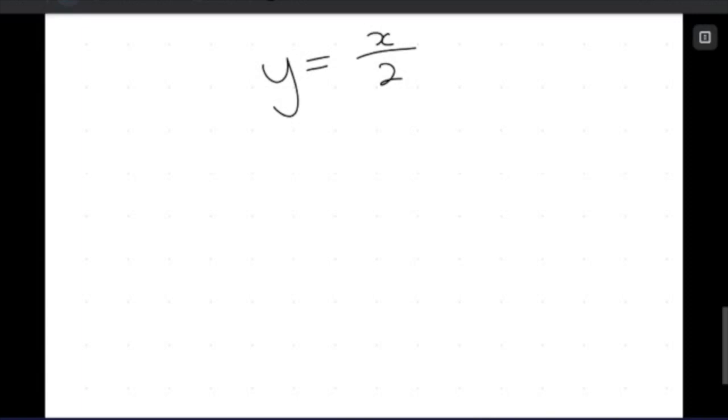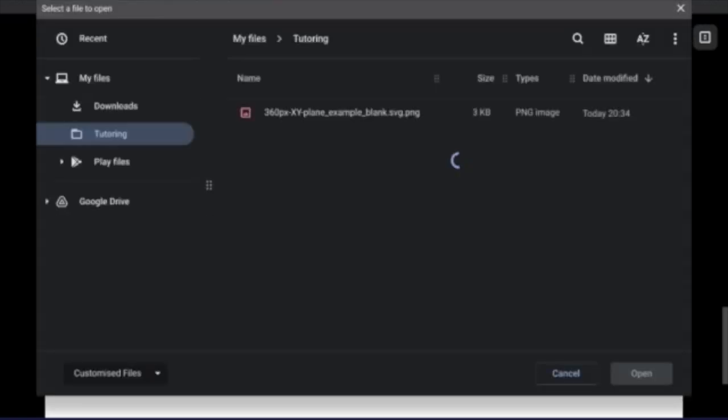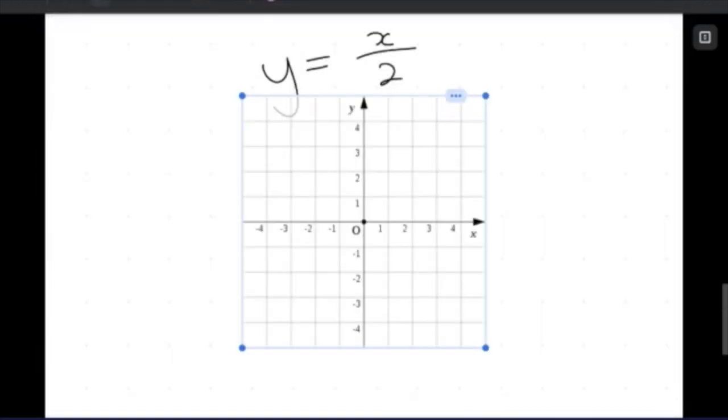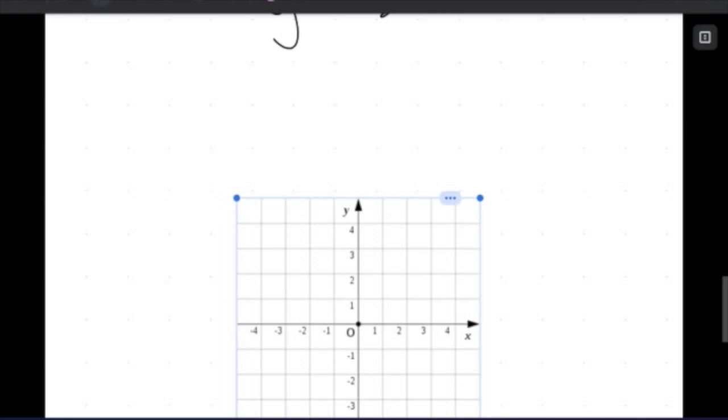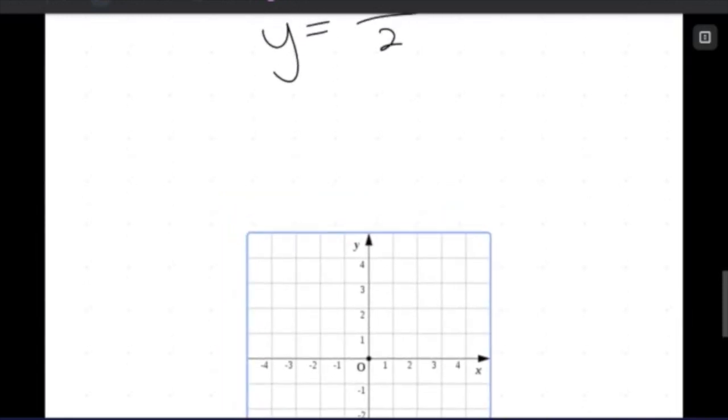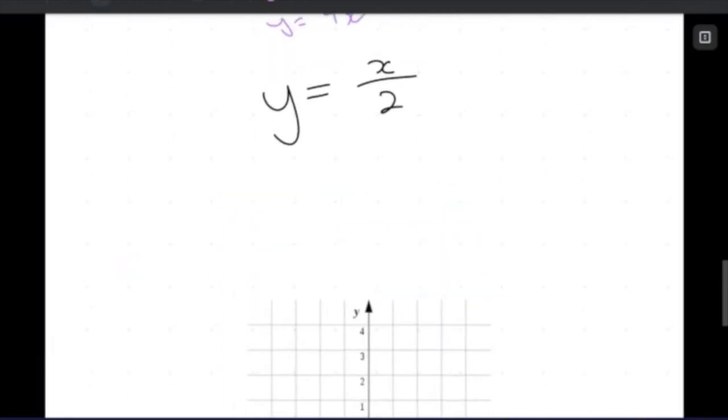So here we have y equals x over 2. Now, in other words, this is saying that y will always be half of what x is. So keeping that in mind, I'm going to import the x and y plane again, and we will examine this idea with our fraction here.